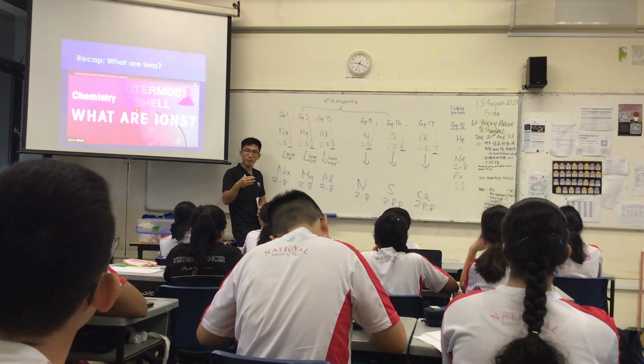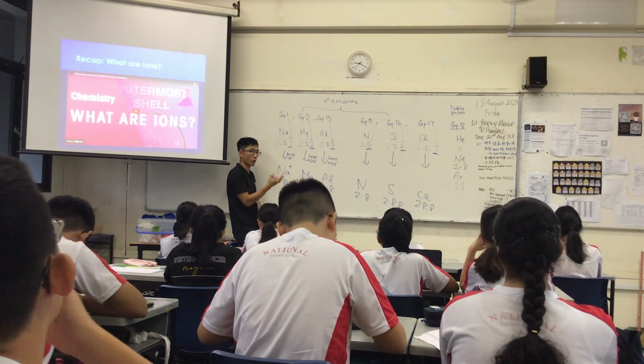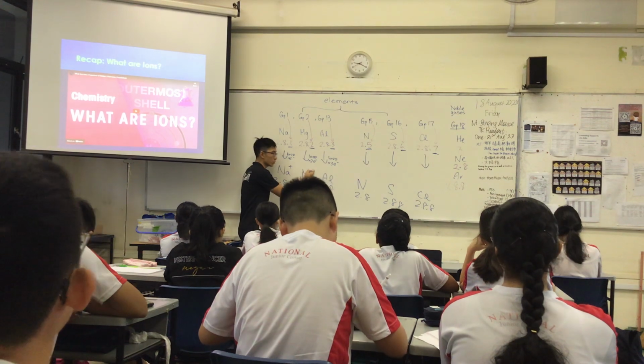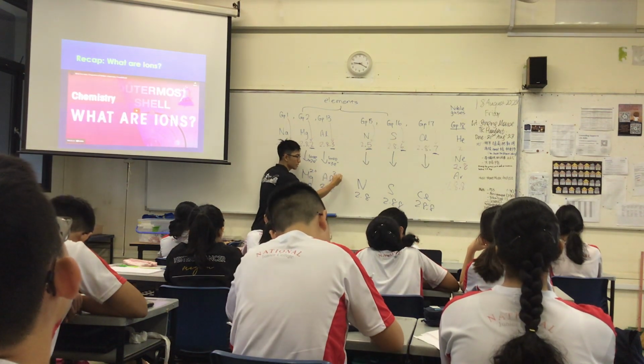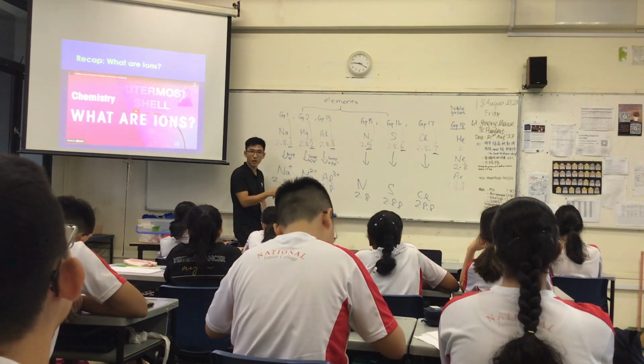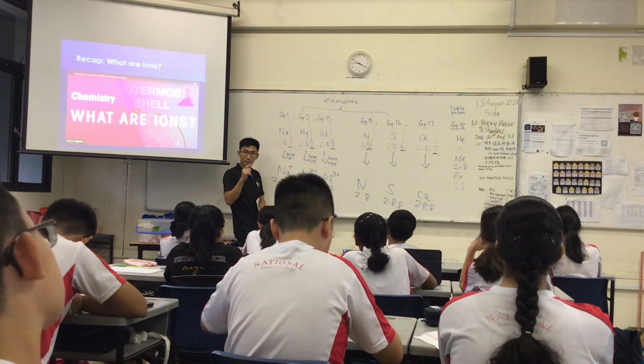Okay, but this is how you write it. We don't write +1, +2, +3. Instead we write a plus, and we don't need to write the 1. Rather than +2, it will be 2 plus, and this will be 3 plus. So we put the number first, then we put the charge.